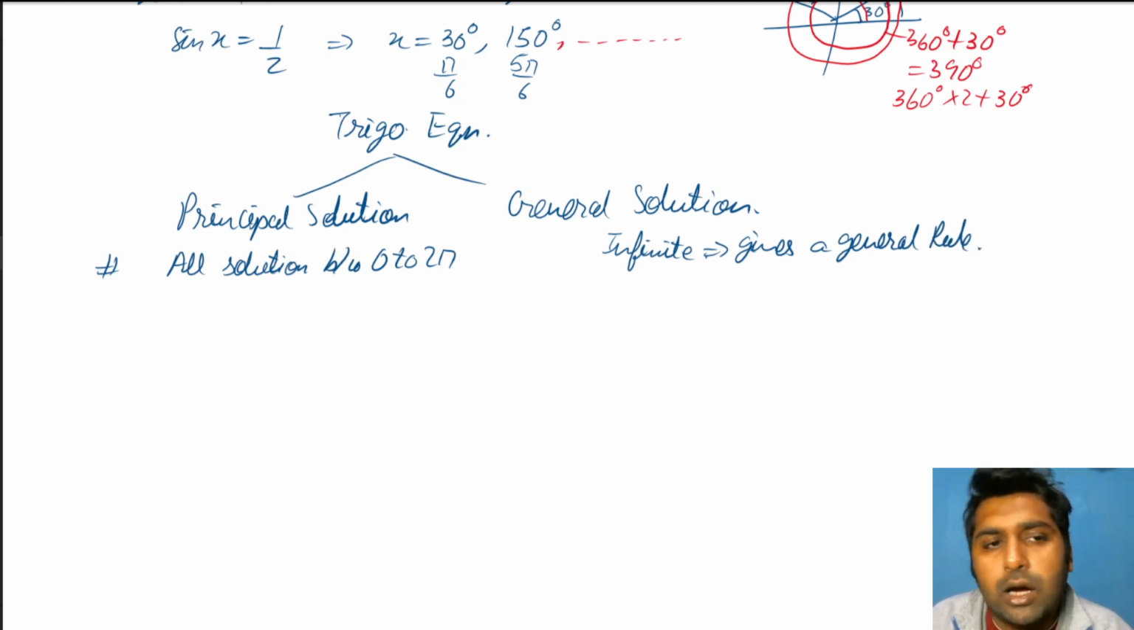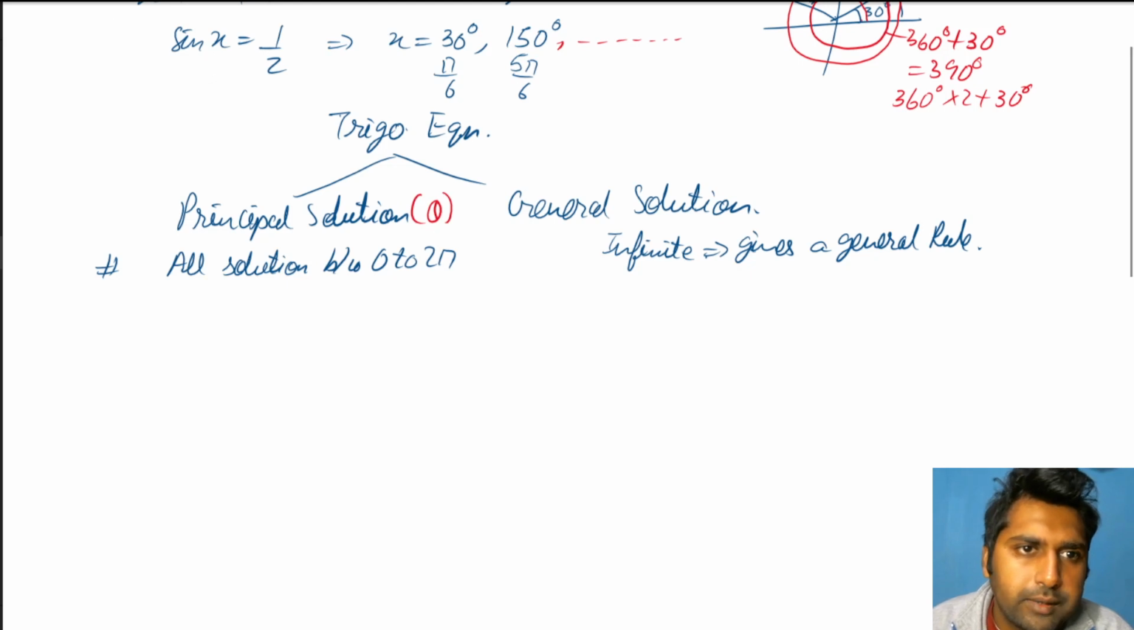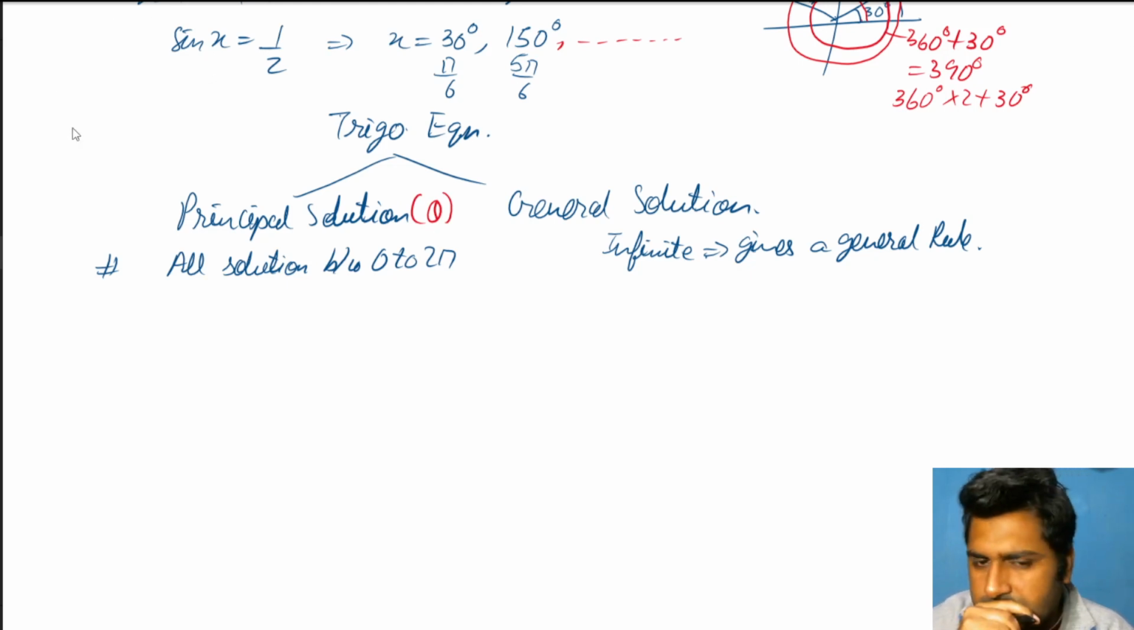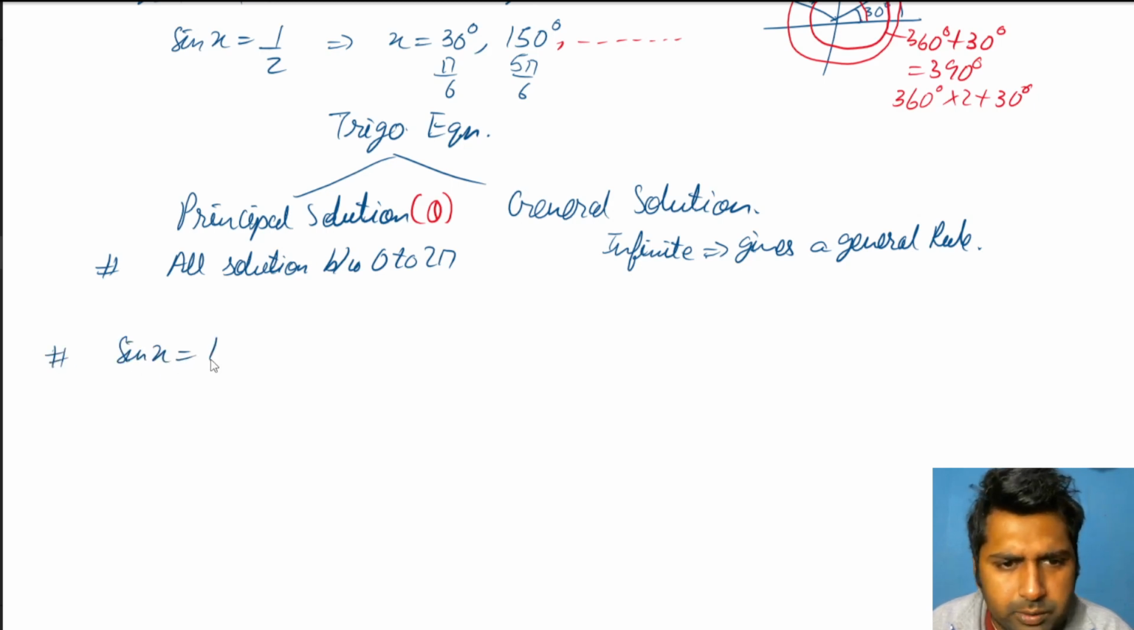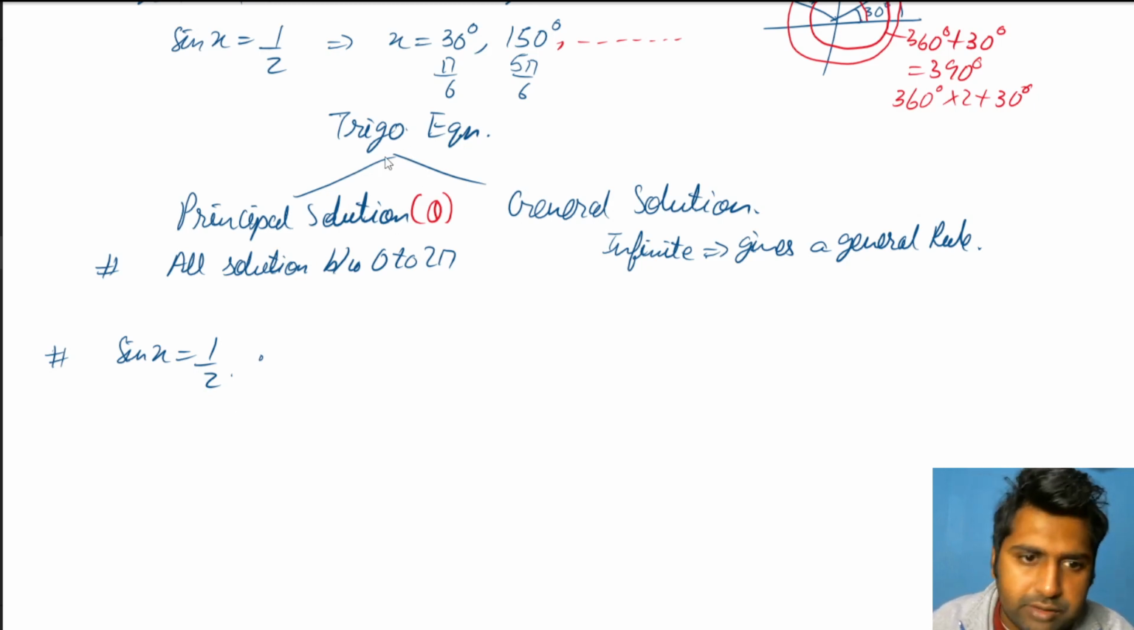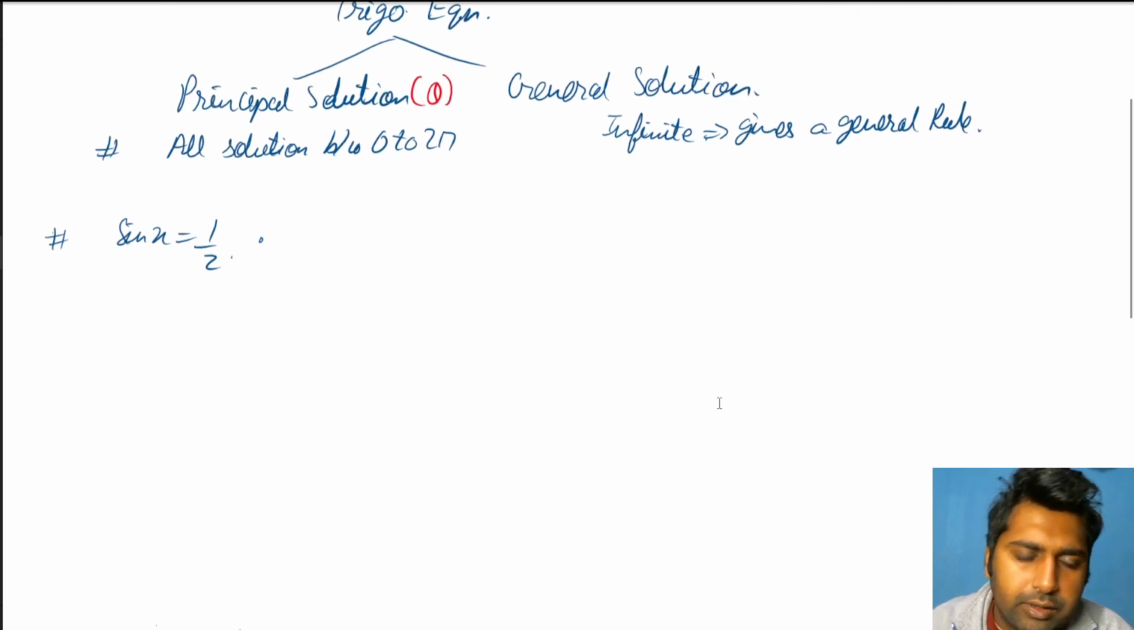Let's first understand how to find principal solution, because without this you cannot find your general solution. So I'll represent this principal solution with theta. Okay, let's take one equation, very simple one. Let's start with sin x is equal to 1 by 2 only. We have to find the principal solution. We've already covered it, but now I'll explain how we can actually find it.